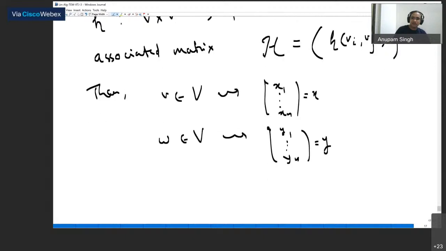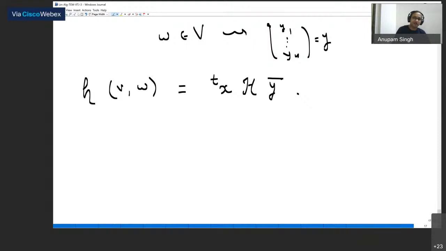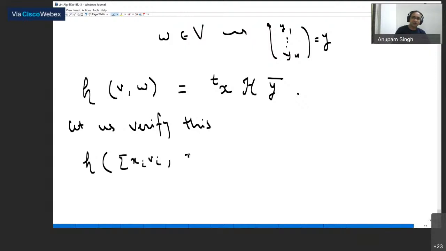Then using this matrix, I can calculate H. H of V comma W will be x transpose, then putting the matrix H here, but here I have to have y bar. Okay, let's verify this quickly. This is not difficult. The coordinates of V are xi, so V is the sum of xi vi. The coordinates of W are yj, so W is the sum of yj vj.